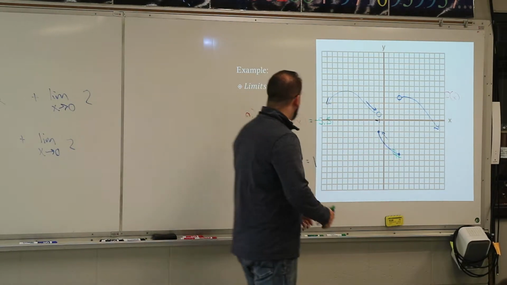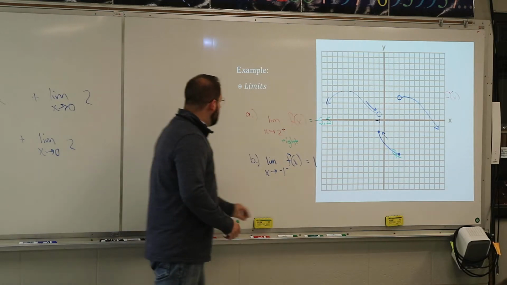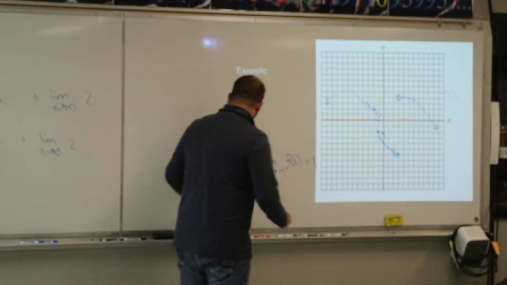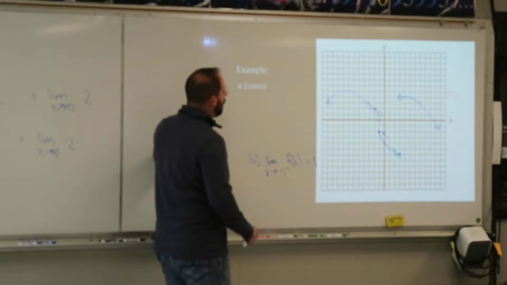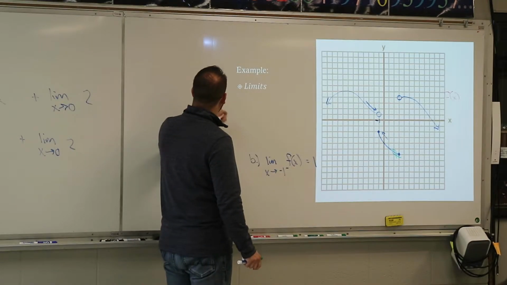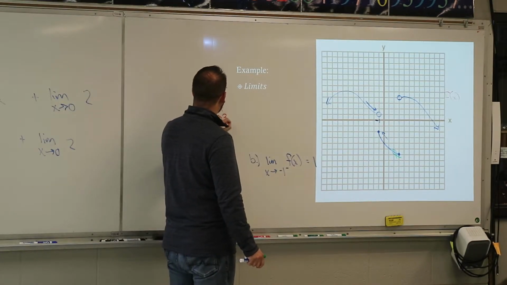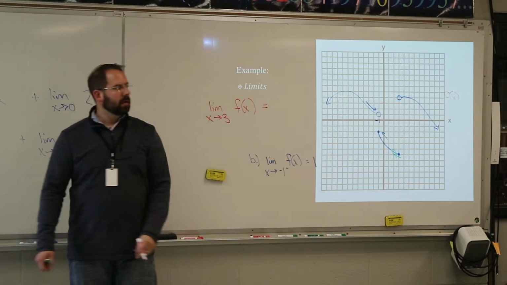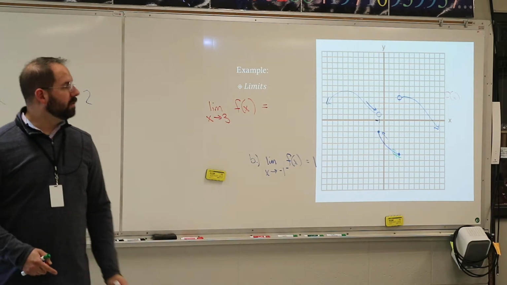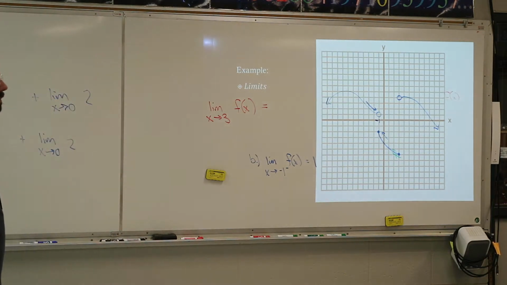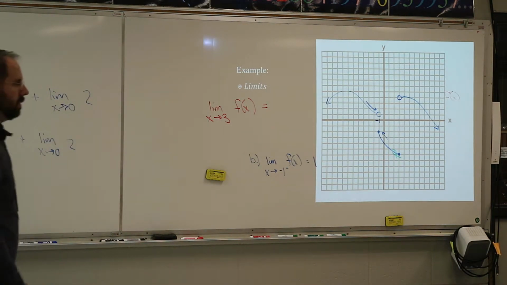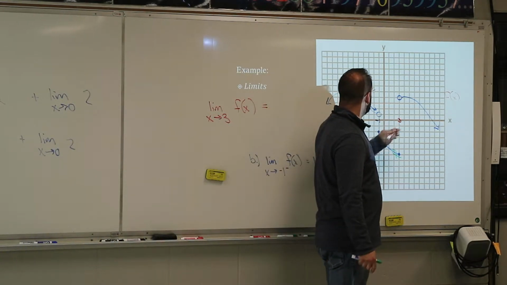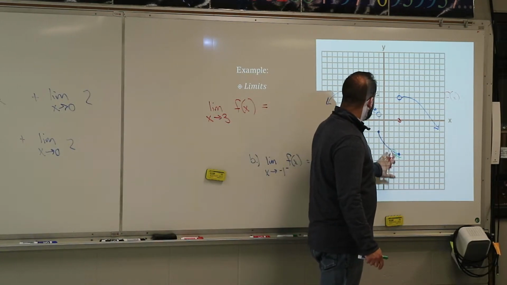Now, if they switch this problem up, maybe they write it like this: I want the limit as x approaches 3 of f of x. So, I'm approaching 3. Did they tell me the right or left side? No. I have to approach it from both. As I go to 3, from the right and left side.